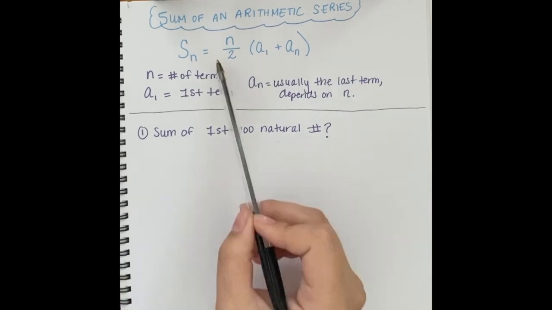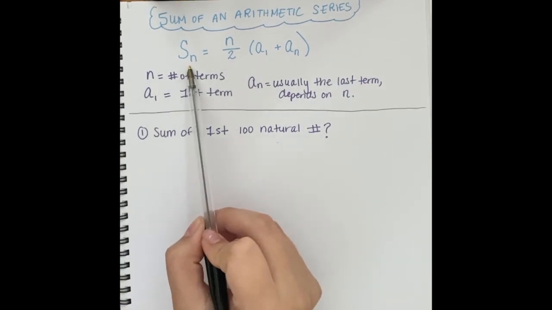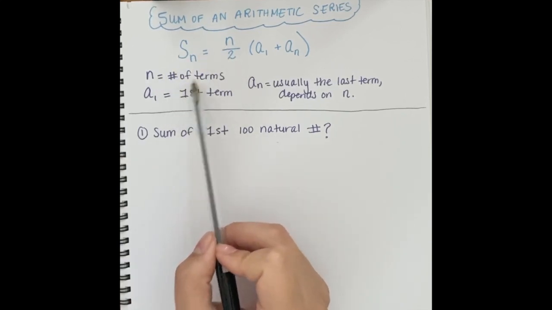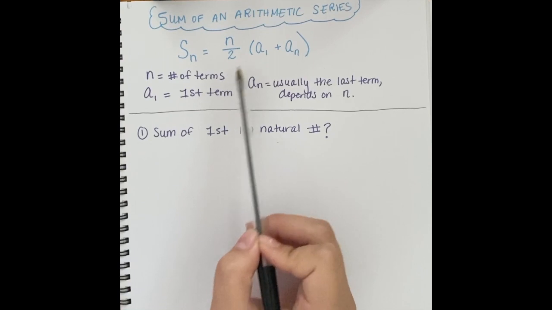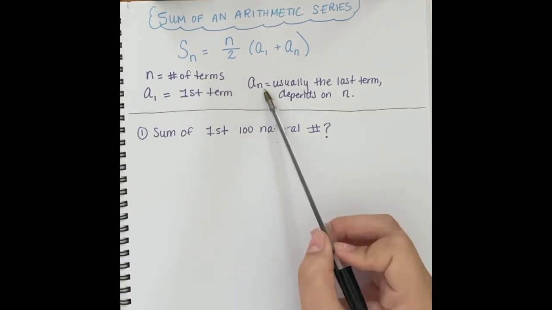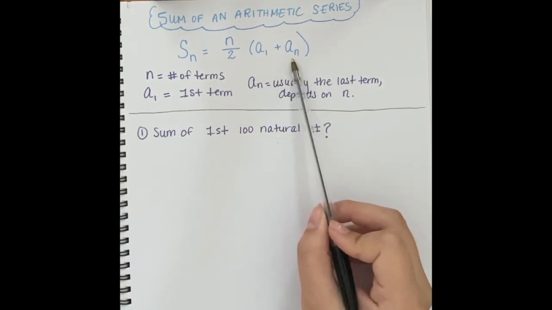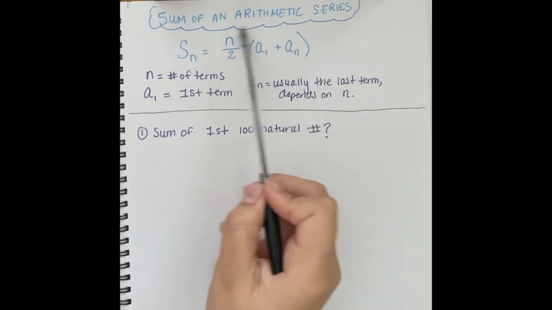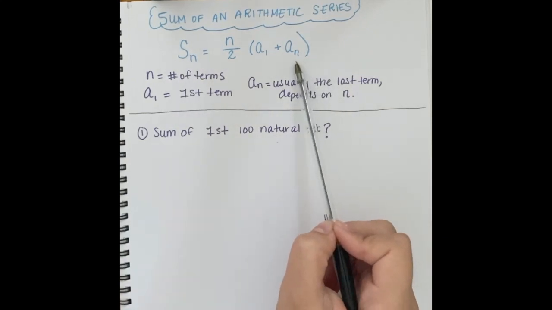So what you need to know from this formula, n is going to be the number of terms. And sometimes they'll tell you, sometimes they won't. So anywhere you see an n, you put the number of terms. A sub 1 is going to be the first term. And a sub n is usually going to be the last term, but it really depends on n. We'll look at some examples later where a sub n wasn't necessarily the last term. But when you're dealing with this formula, it will be.